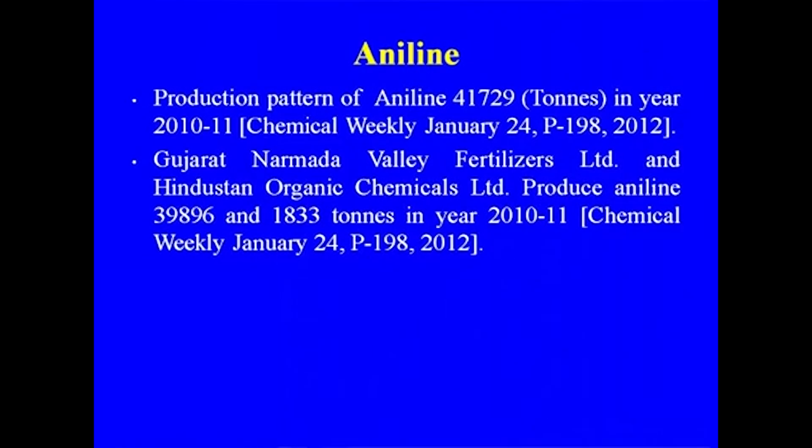Even before the coming of the aromatic plant, the route for making benzene and aniline was through the coke plant, the aromatics from the coke plant. This is the production pattern of aniline in the year 2010-11 in India. Gujarat Narmada Valley Fertilizers, GNFC, is one, and Hindustan Organic is another; they are the major producers of aniline.